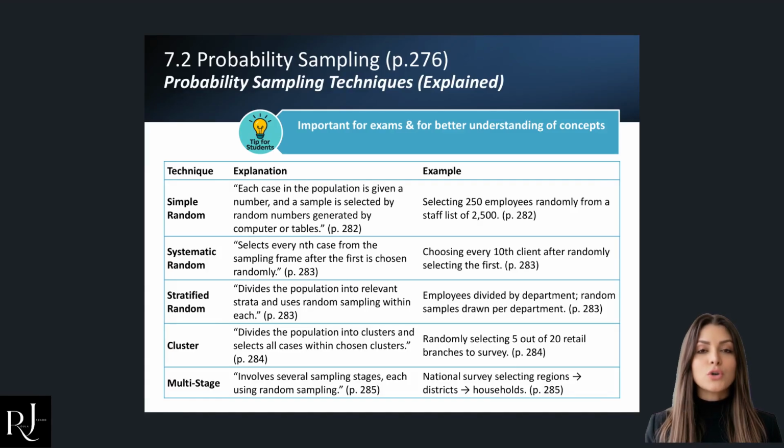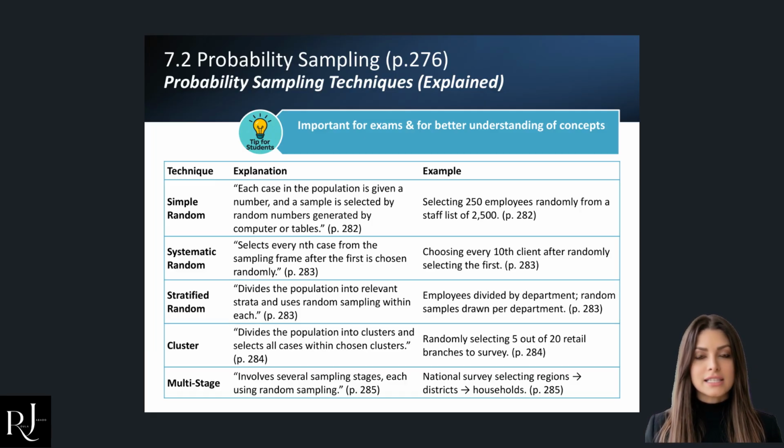Let us explore the core probability techniques. Simple random sampling is like a fair lottery. It involves selecting cases via random numbers. For example, imagine you're a researcher studying employee satisfaction in a large company. There are 2,500 employees in total, and you want to get a sample. You could use a random number generator to pick 250 employees from the list of 2,500. This way, every employee has an equal chance of being selected.